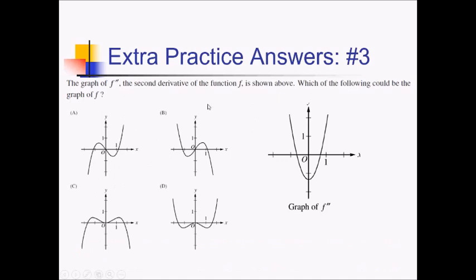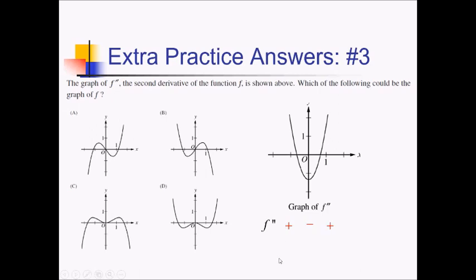For this problem, we're given the graph here of f double prime, and we want to know which of these graphs could be the graph of the original function f. So we're going to take a look at the sign of f double prime on here. We start off with a positive value of f double prime, then it dips below the x-axis to become negative, and then we have a positive f double prime again.